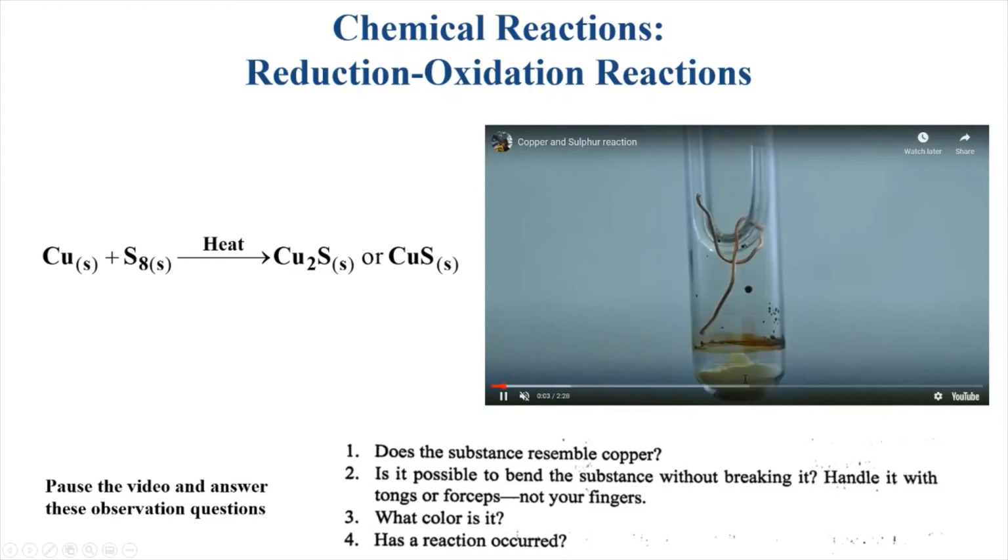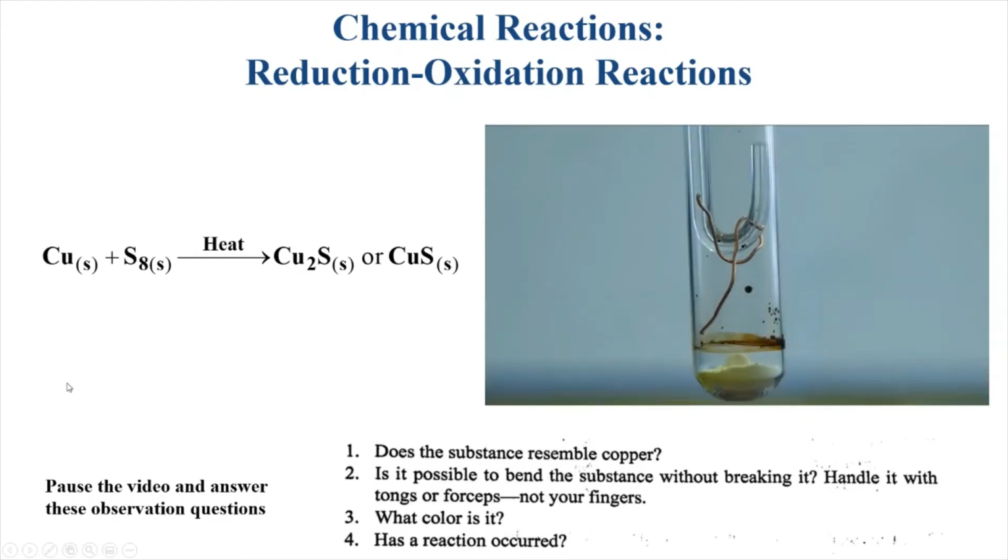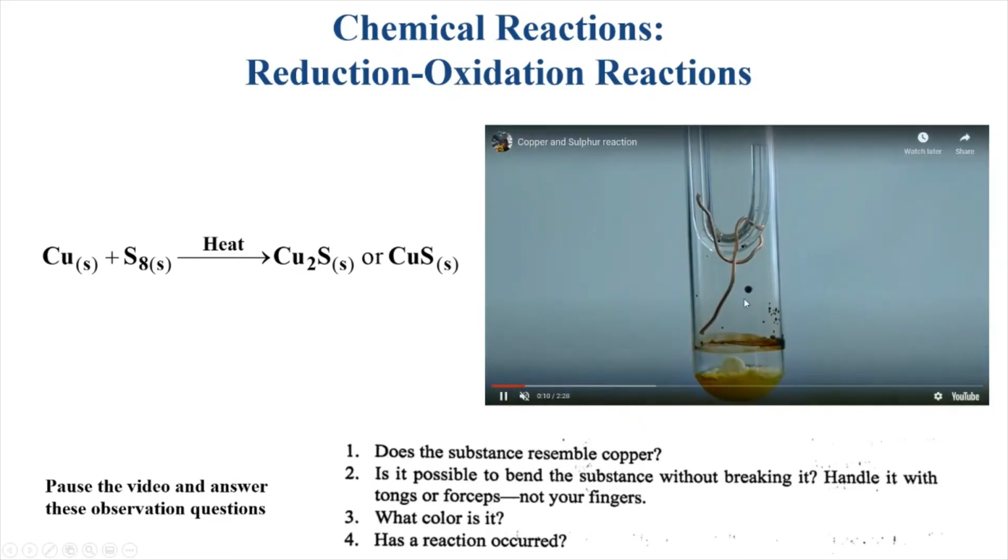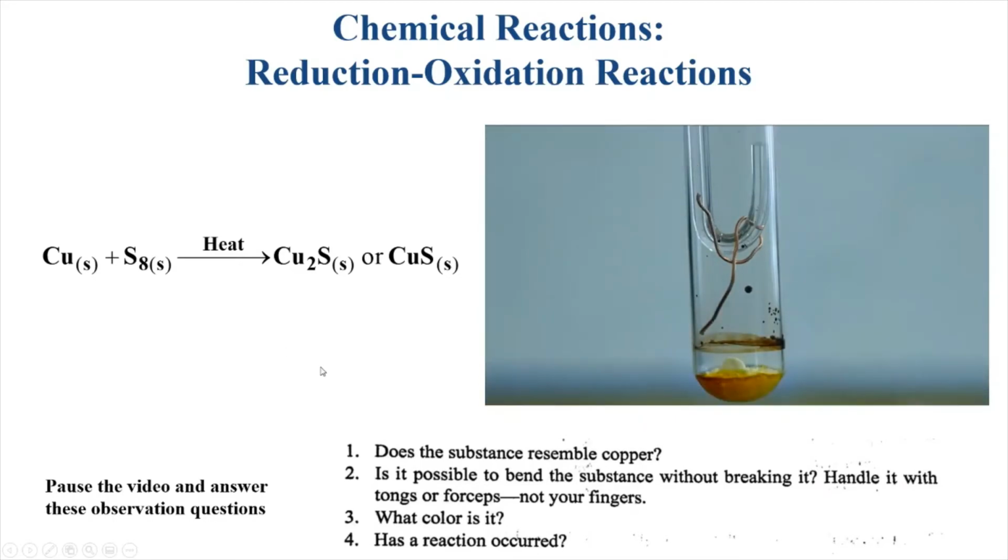What we're going to do is start to heat the sulfur, which is going to make it go into a gaseous form. And that gaseous form of sulfur is going to react with our copper metal. That's what you're observing. What happens to the copper metal as the reaction proceeds?